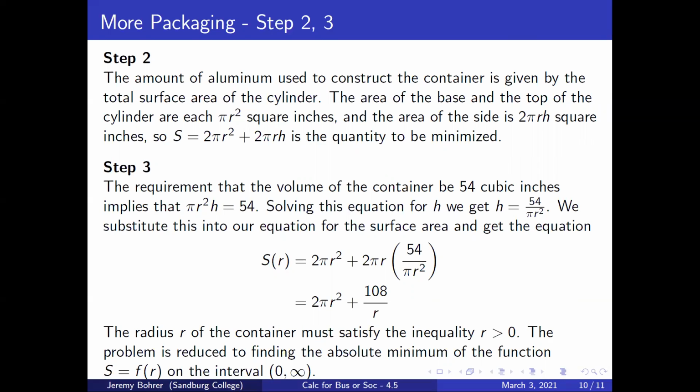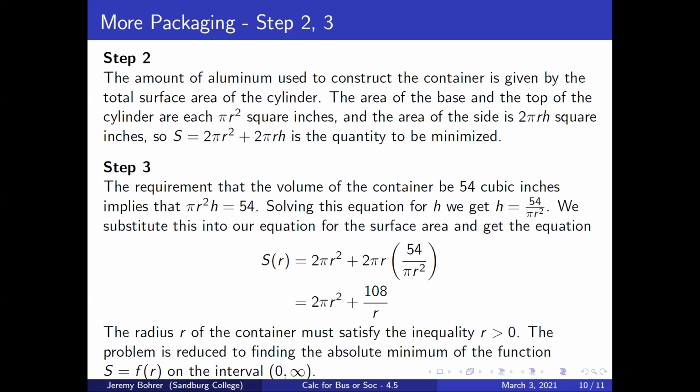The requirement that the volume of the container be 54 cubic inches implies that pi r squared h equals 54. Solving this equation for h, we get h equals 54 over pi r squared. We substitute this into our equation for the surface area and get S of r equals 2 pi r squared plus 2 pi r times 54 over pi r squared, which simplifies to 2 pi r squared plus 108 over r.